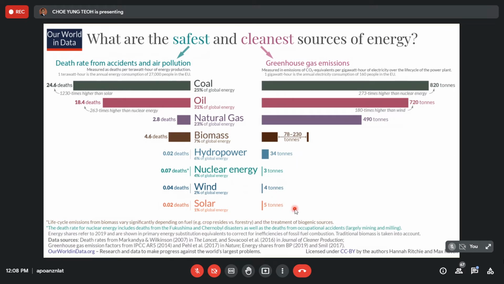Okay, so solar and wind, I consider as the best: widely available, safer and greener. Sorry, geothermal is not here because the share of geothermal is quite small, including wave and tidal.